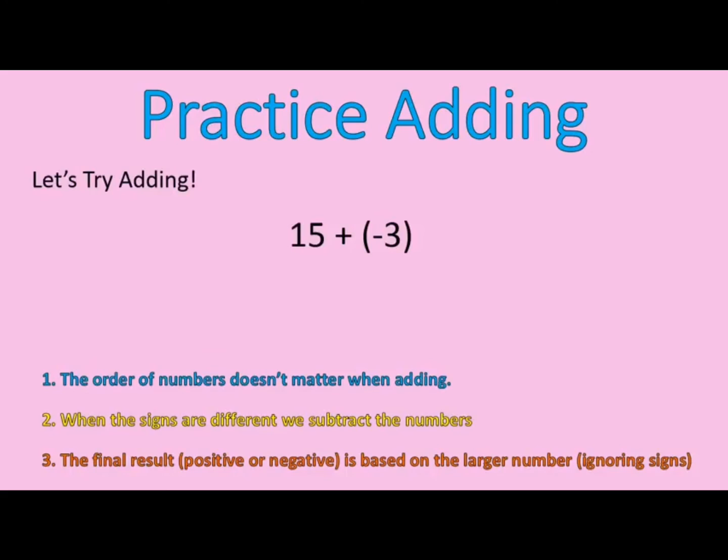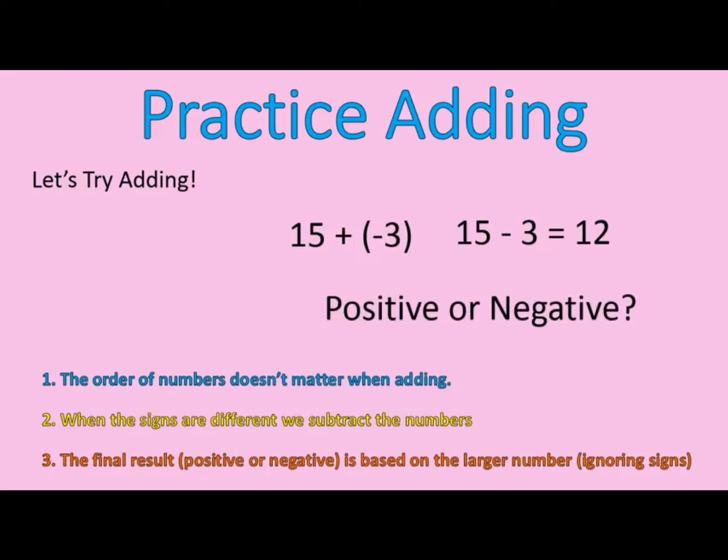So let's try adding a couple of them. This is our practice. Go ahead and pause the recording. Try to add 15 plus a negative 3. Hopefully you're back now. This is what we would do. The signs are different, so we're going to subtract. 15 minus 3 is 12. Then we ask ourselves, is it going to be a positive 12 or a negative 12? Well, I have 15 positives and only 3 negatives, so that means I have more positives than negatives. In other words, my positive number is larger, so my final answer is going to be positive 12.